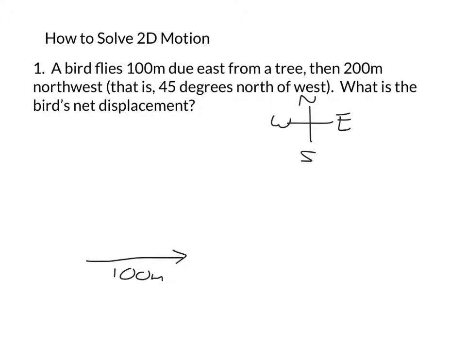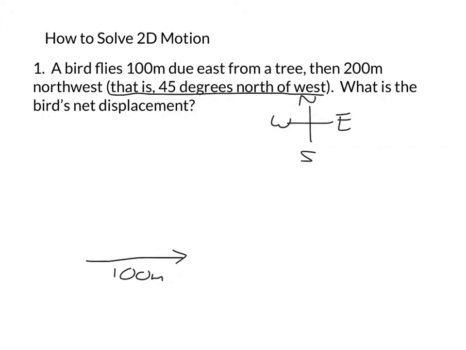And by the way, if this statement hadn't been there, and they just say 200 meters northwest, you will assume that's a 45-degree angle. There's no other way to interpret that. Northwest is halfway between north and west. Northeast is halfway between north and east. Southeast, etc. Always a 45-degree, unless they say 30 degrees north of west or something like that, which is much more specific.